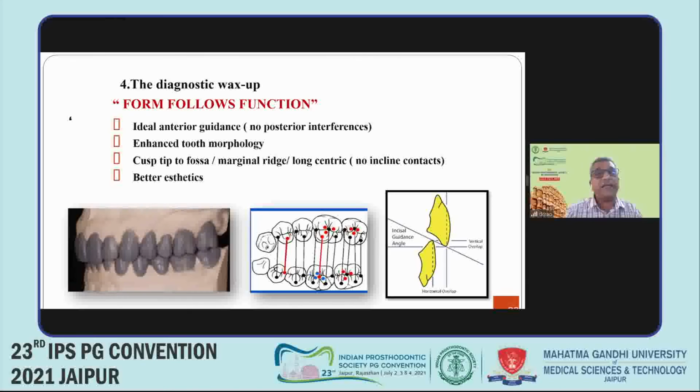Then the next one is, of course, you can do on the mounted diagnostic cast also, you can prepare the diagnostic wax up so that you know how you want to do. And of course, you can go for either cusp to fossa, or cusp to marginal ridge, or cusp fossa within a freedom of the centric. Either of them, I put it as simple as the form allows the function or follows the function.